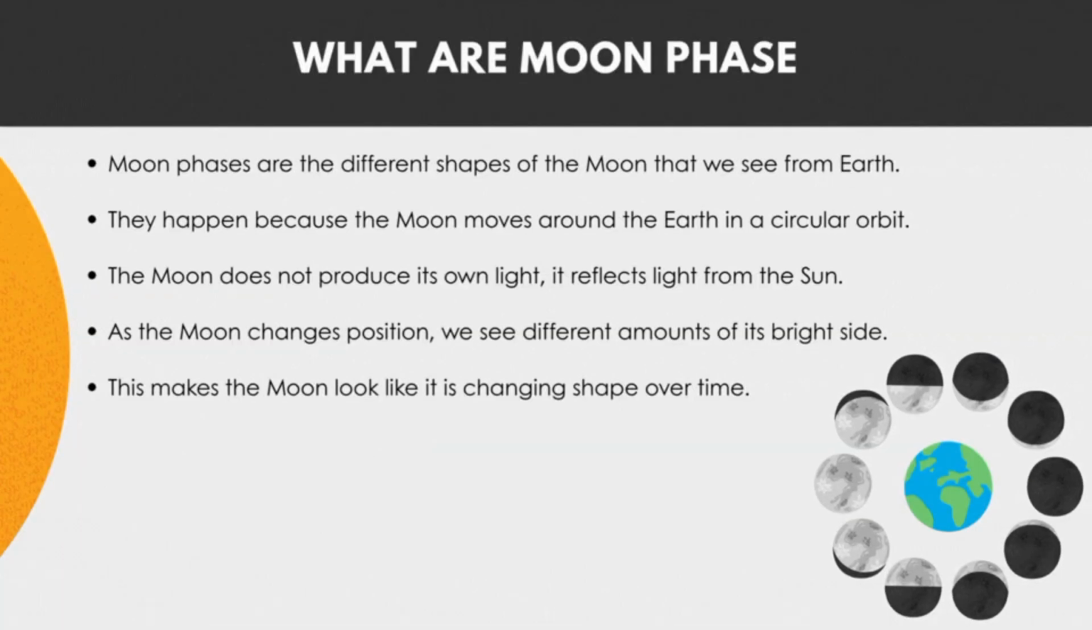Alright, so first I will start by explaining what moon phases are. Moon phases are the different shapes of the moon that we can see from Earth. They happen because the moon moves around the Earth in its orbit and it reflects light from the sun. The moon itself does not produce light, it only reflects sunlight. As the moon changes its position, we see different amounts of its bright side from Earth. Because of this, the moon looks like it is changing shape throughout the month.